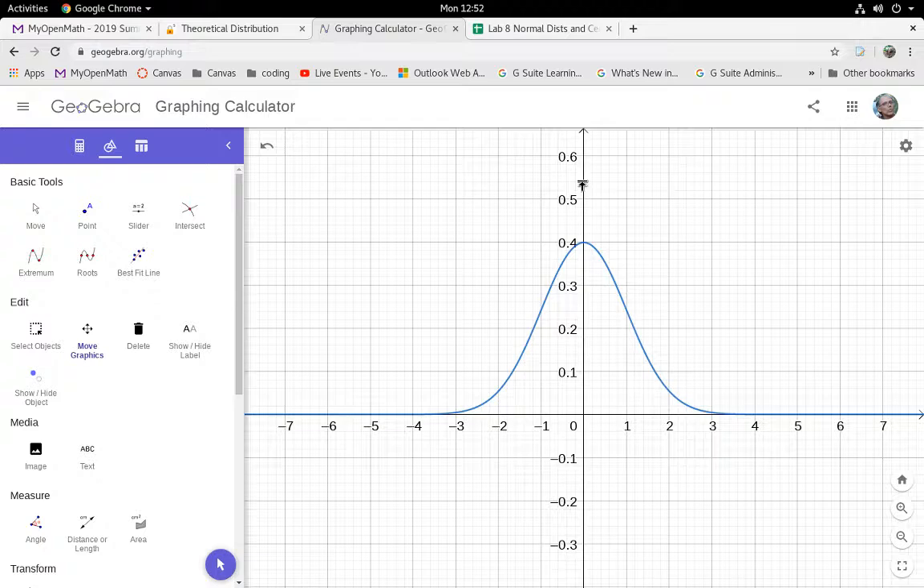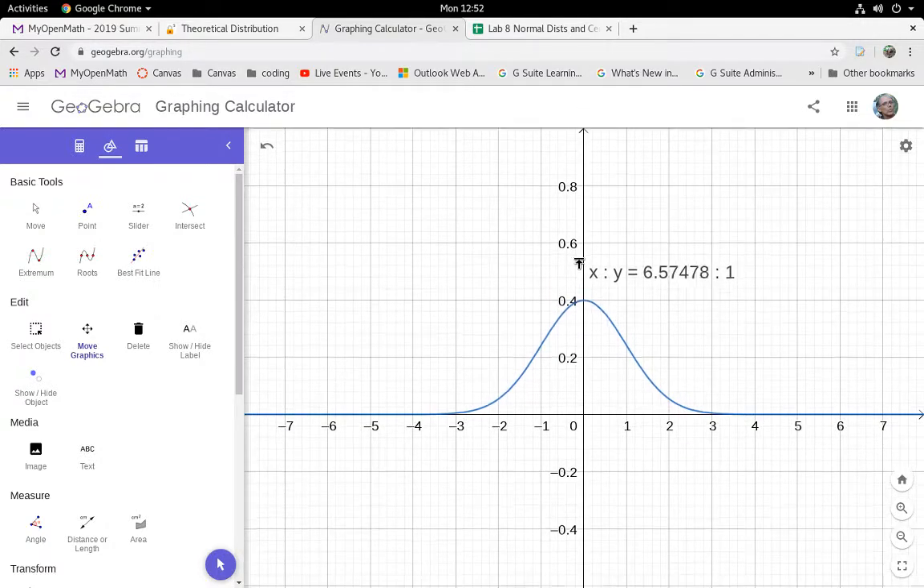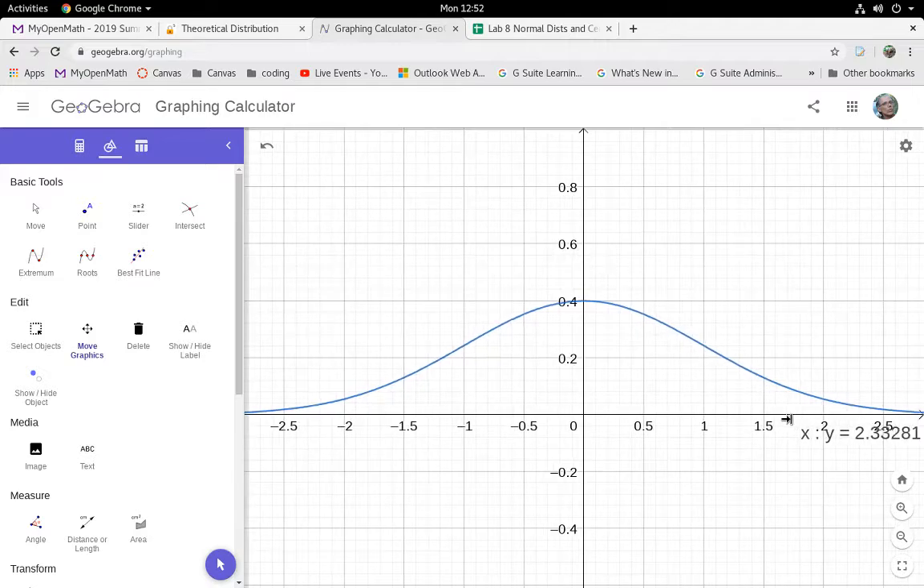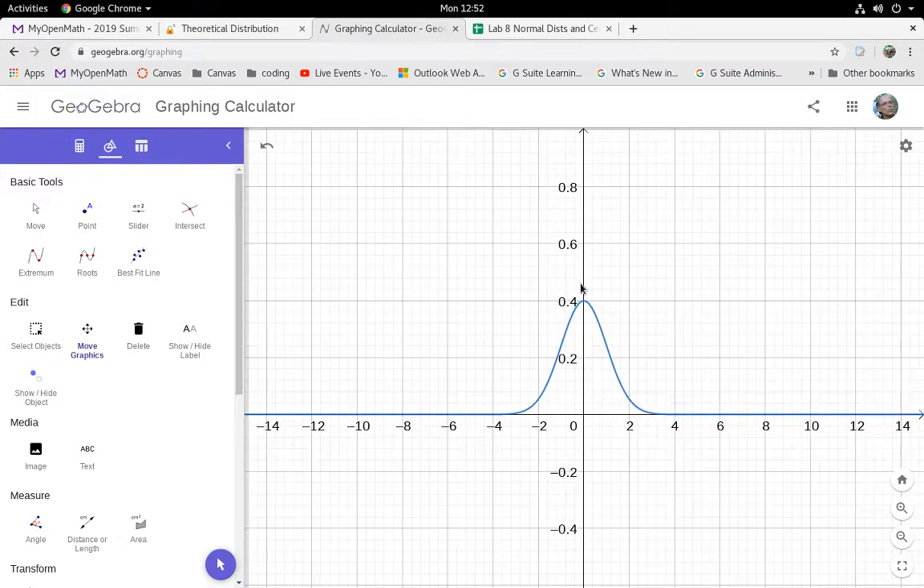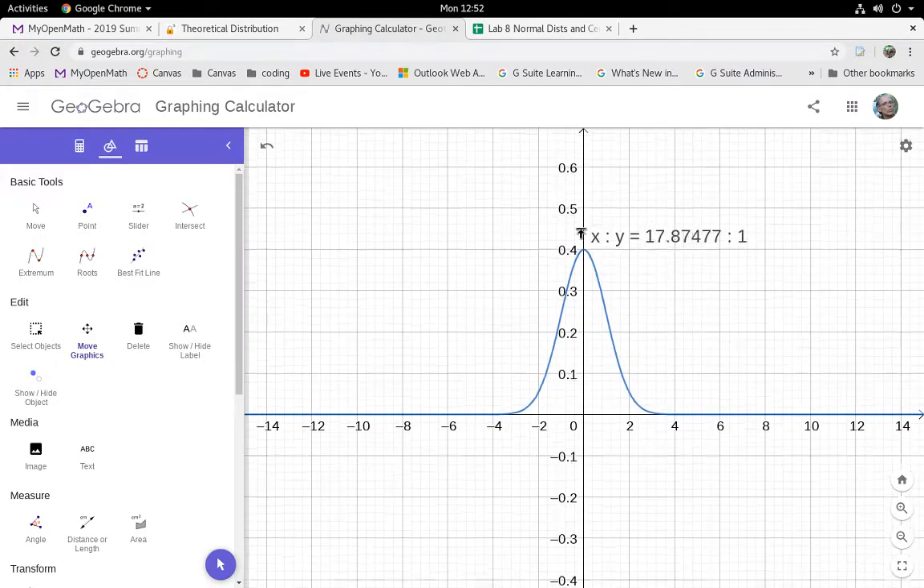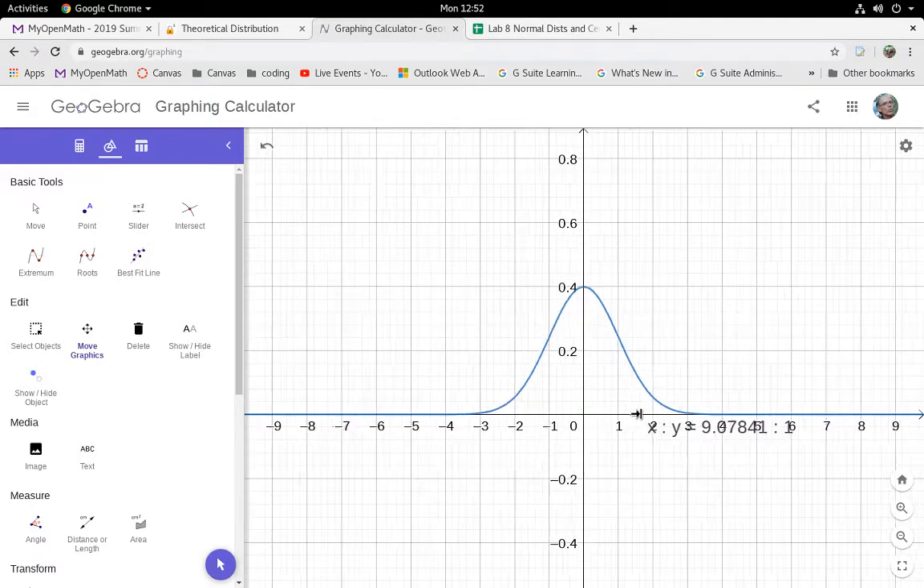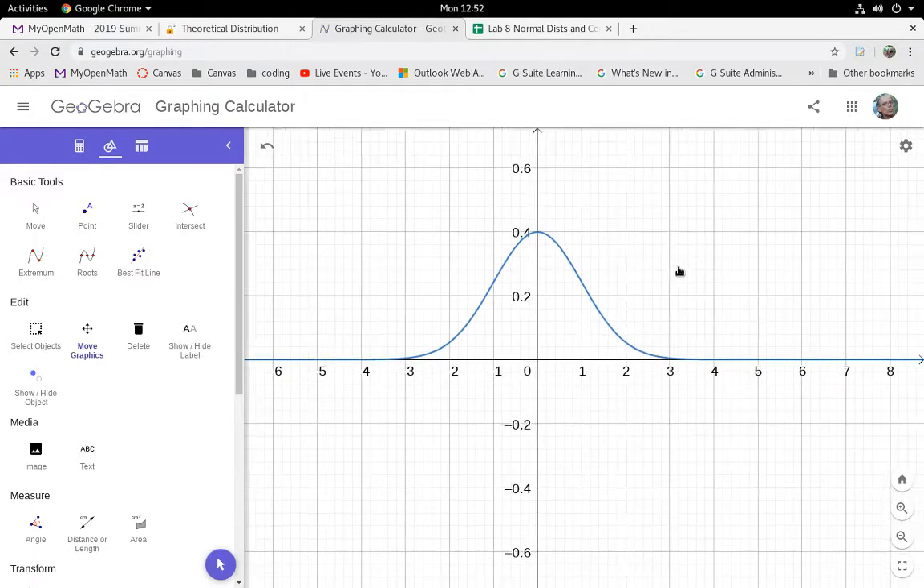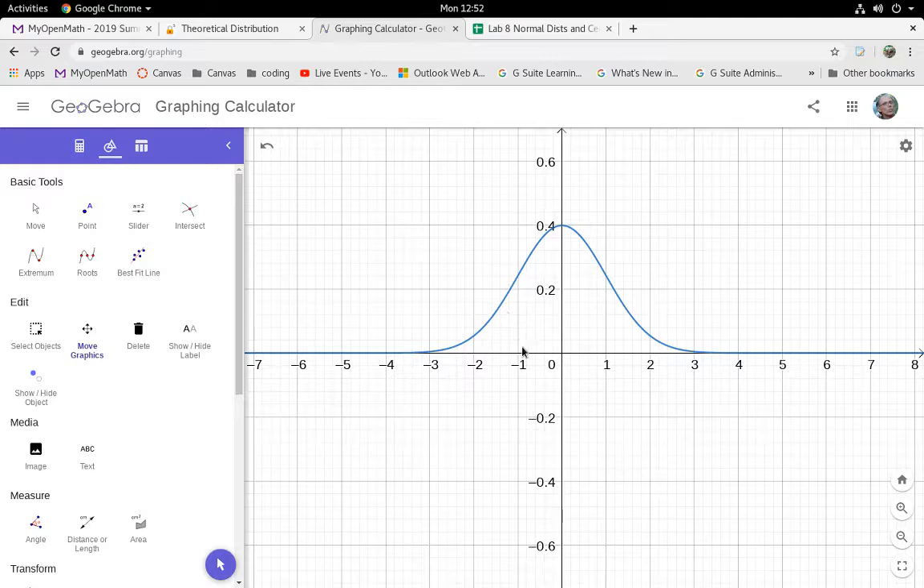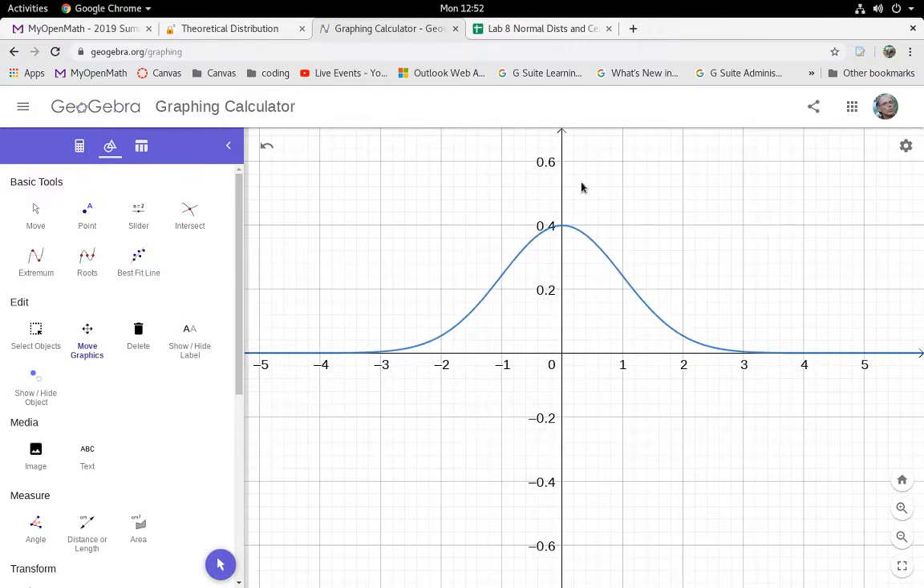And I can distort this shape. This is the same graph I was looking at a minute ago. This is a normal distribution with a mean of 0 and a standard deviation of 1. And I can make it look flatter or taller and skinnier just by changing the scale of the graph. All right, so let's say that's a good looking normal distribution right there. Let's make it just a little bit bigger.